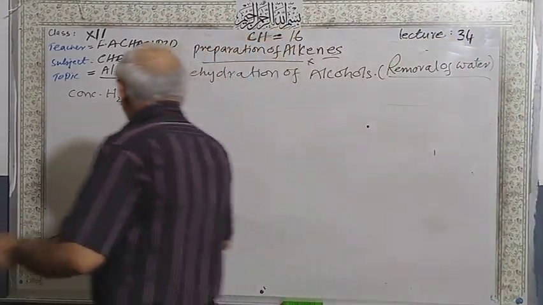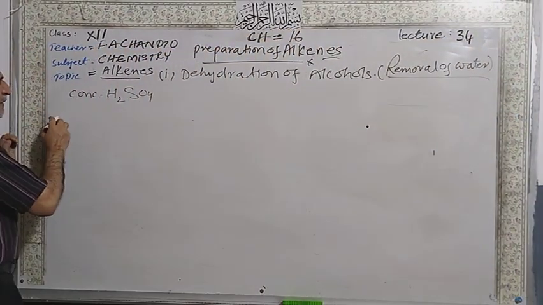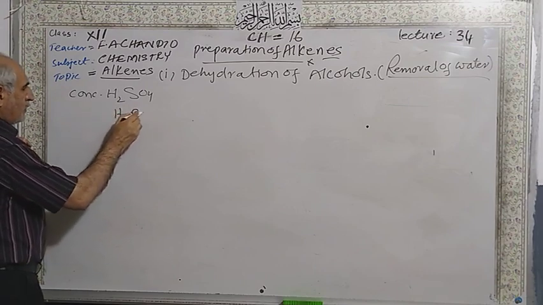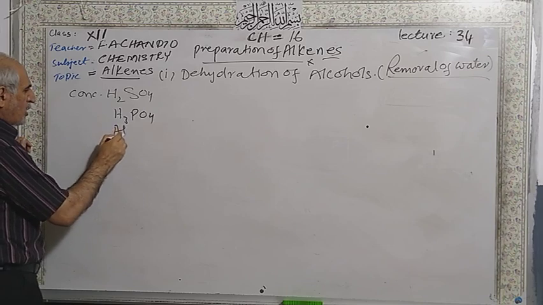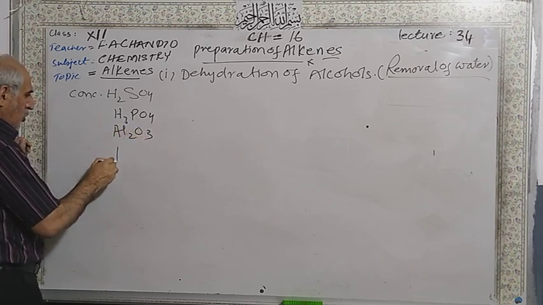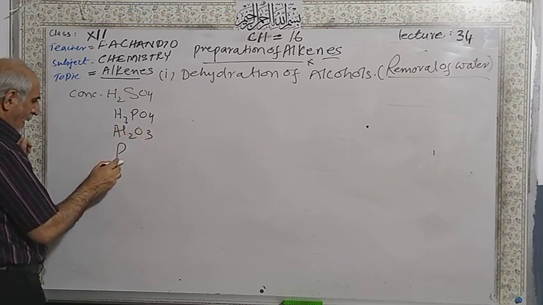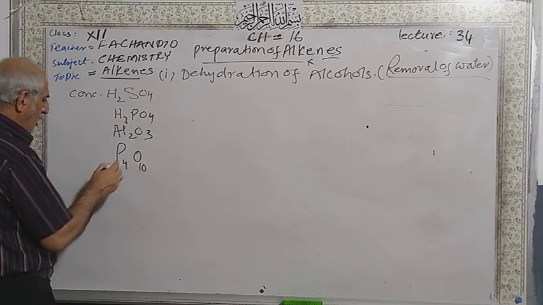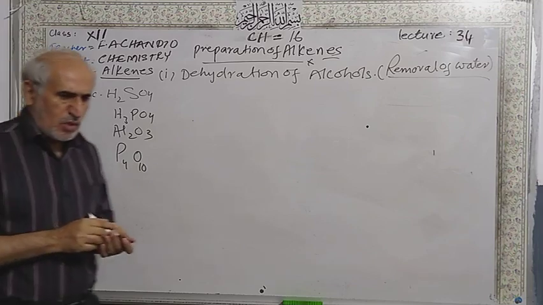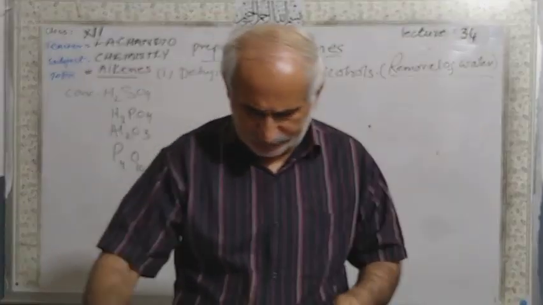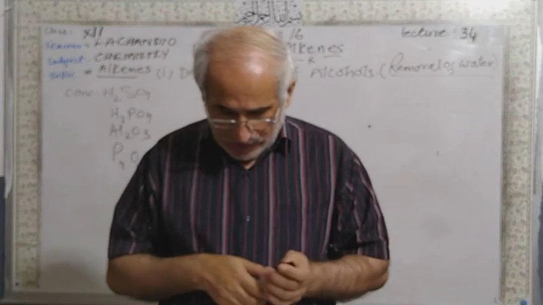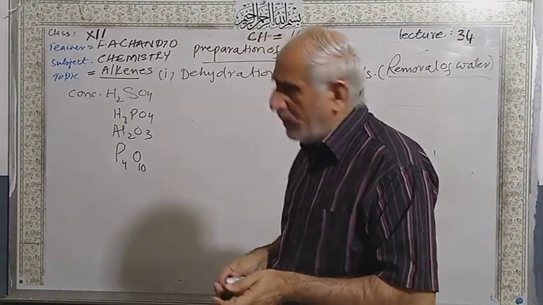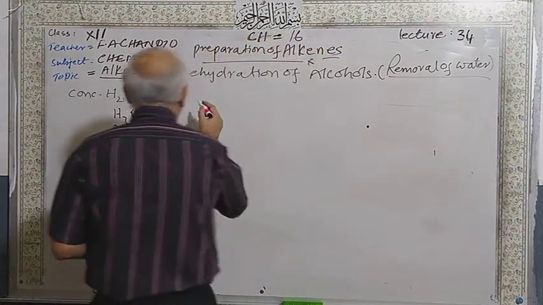So dehydrating agents: concentrated sulfuric acid, phosphoric acid, aluminum oxide, phosphorus pentoxide. These may be used as dehydrating agents. If you use aluminum oxide, then you have to use 350 to 550 degrees centigrade.